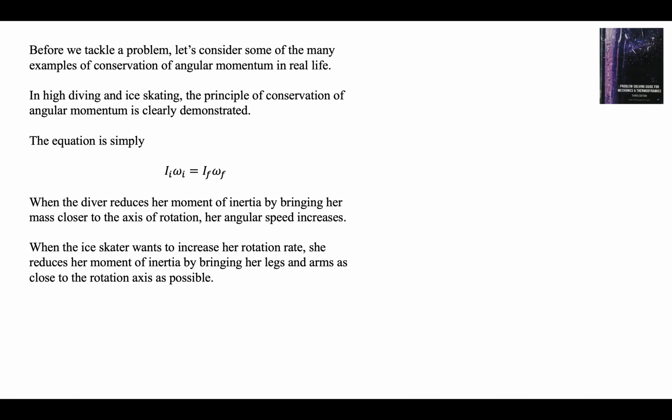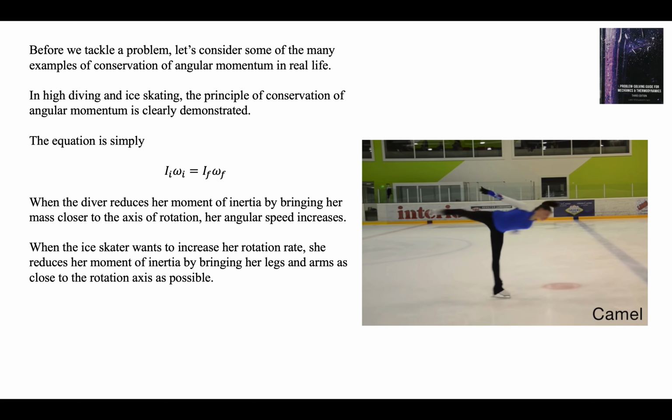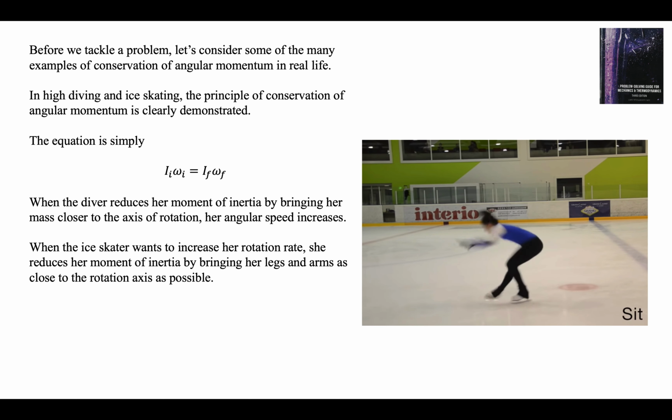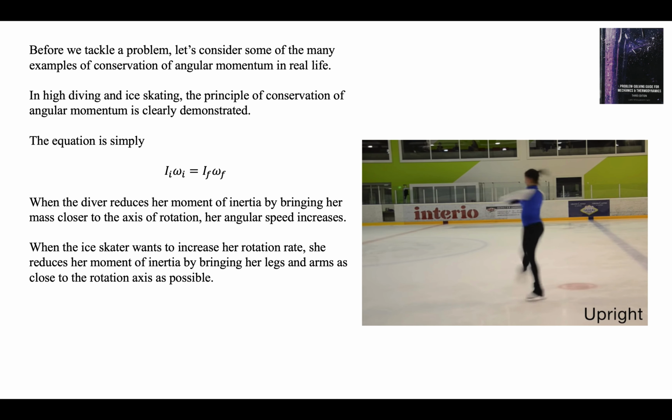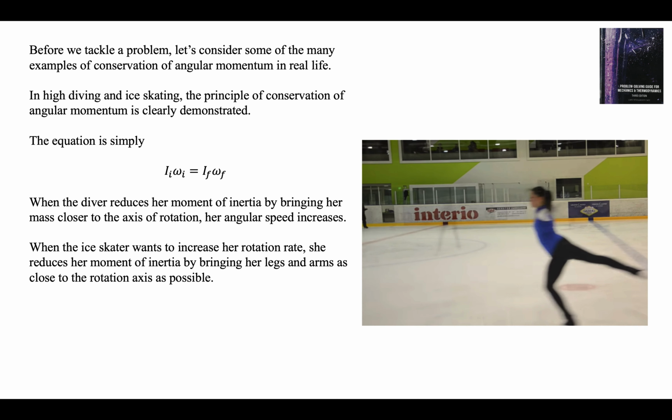Same thing with a gymnast. When an ice skater wants to increase the rotation rate, she reduces her moment of inertia by bringing her legs and arms in. So that's a camel spin, so her leg's way out there. The skate's heavy. It's got a big moment of inertia if it's far away. And she goes even tighter here, and of course spins around a lot faster because her moment of inertia is reduced.